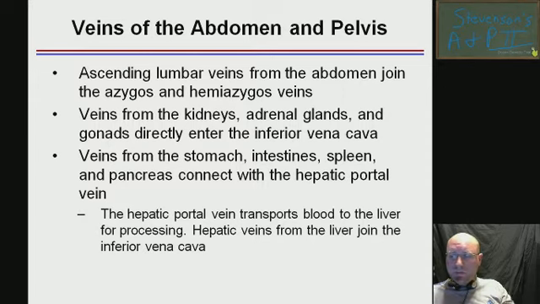Okay, veins from the kidneys, adrenal glands, and gonads will then directly enter the inferior vena cava. The veins from the stomach, intestine, spleen, and the pancreas connect to the hepatic portal vein, going towards the liver. The hepatic portal vein then transports blood to the liver for processing, and the hepatic veins from the liver join the inferior vena cava.